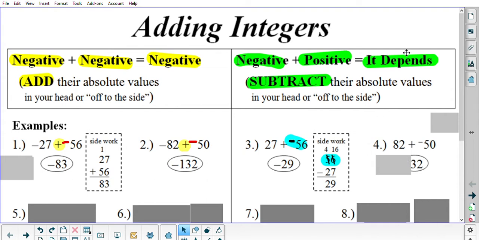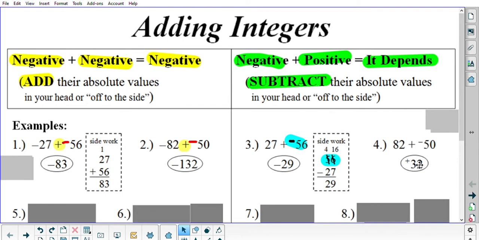Up here I highlighted it depends. What does it depend on? The number that has the bigger absolute value. In this case, that would be the positive 82. Can we all agree? 82 has a bigger distance from 0 than negative 50 would. That's what absolute value means. Distance from 0. 82 would win here. Therefore, the final answer is positive, just like the 82 was positive.